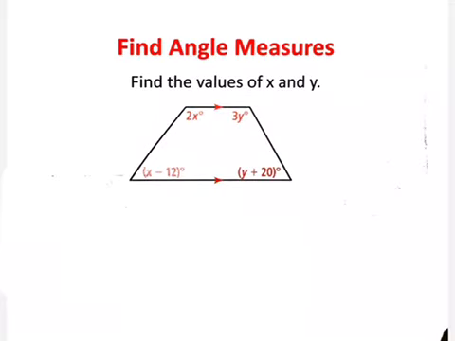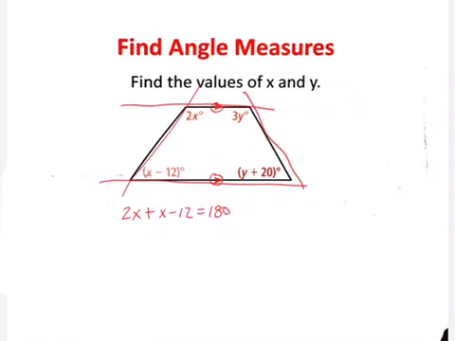Find the values of x and y here. So notice the parallel lines here. If that's true, and these are our lines, and these are our transversals, we've actually got two sets of same side interior angles here. So I know that the x's, if I take those two angles, I can set 2x plus x minus 12 equal to 180. For the y's, I can do the same thing. 3y plus y plus 20 equals 180.